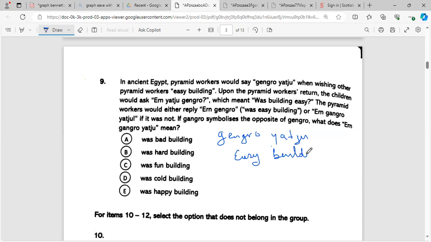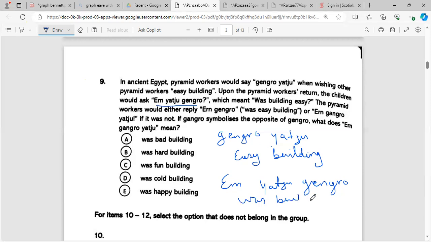I would say B, because it says that if Django symbolizes the opposite of Gengu, because Gengu means easy and Django means, in my opinion, since it's the opposite, it would mean hard. Hard, yeah. I'm thinking that too. So the answer is B, which is was hard building.